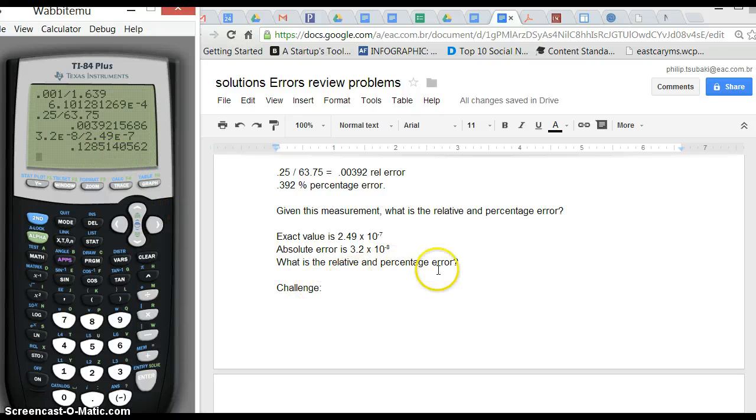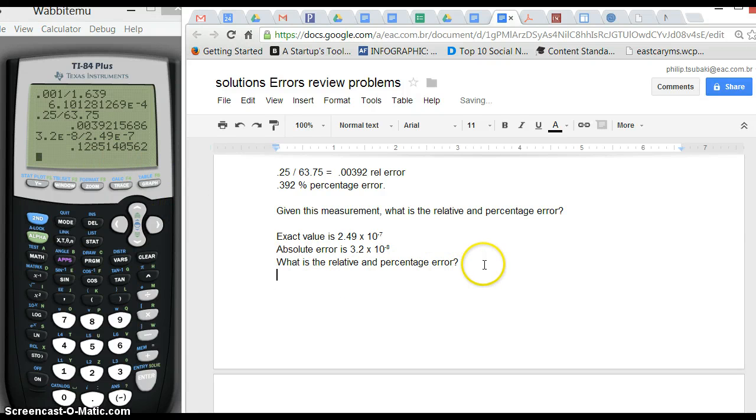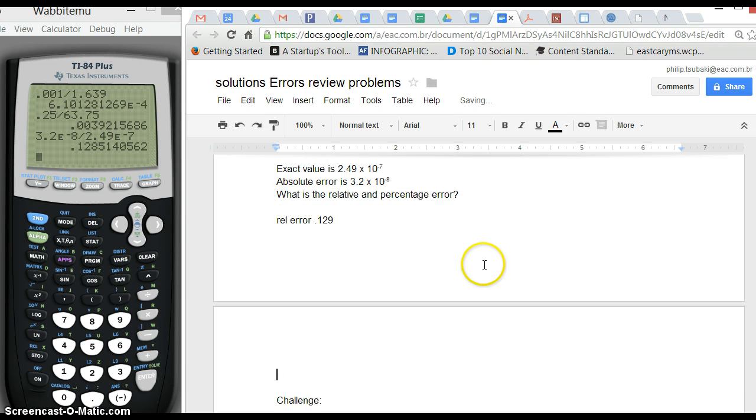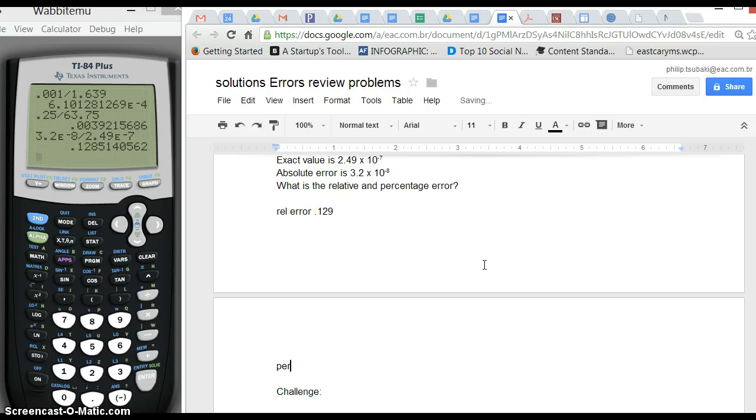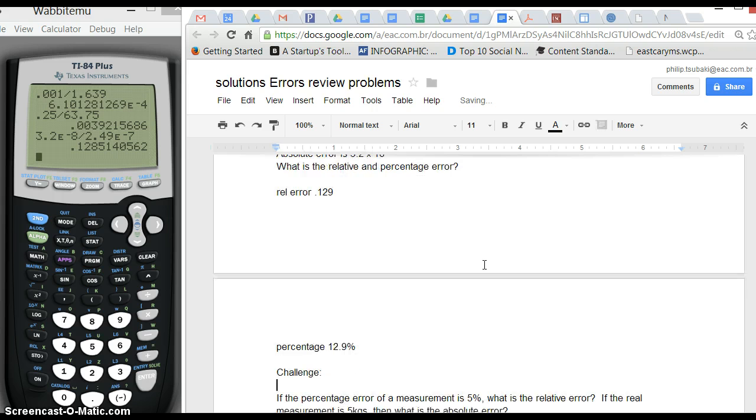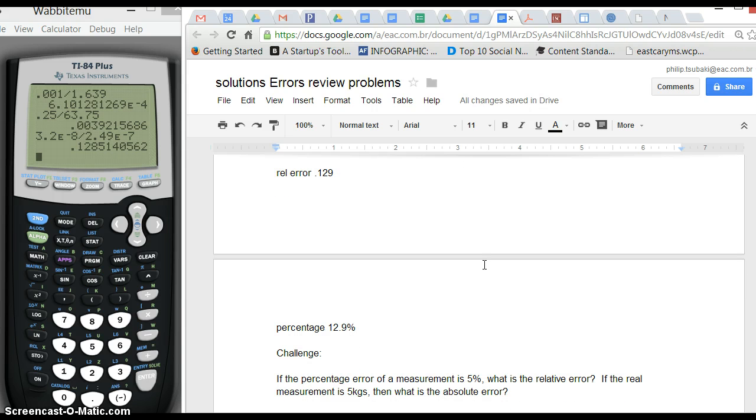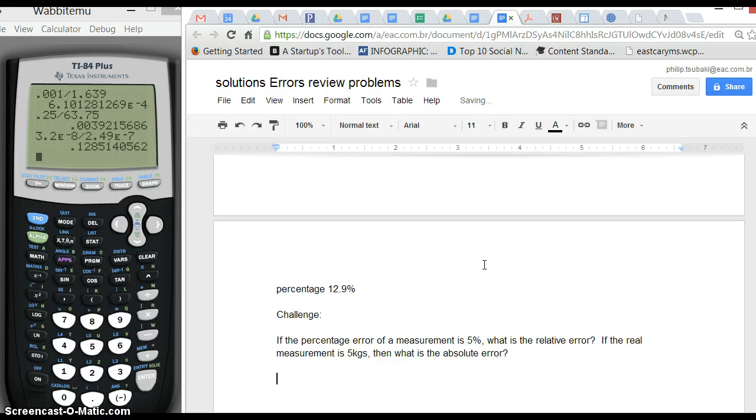Okay, so the relative error is 0.129, and the percentage error is just that times 100. So it would be 12.9%. Okay, now the challenge. If the percentage error of a measurement is 5%, what is the relative error? We're going backwards here. If the real measurement is 5 kilograms, what is the absolute error?